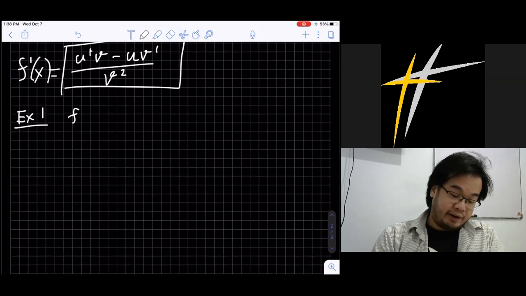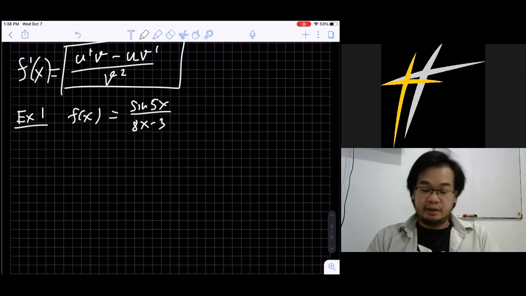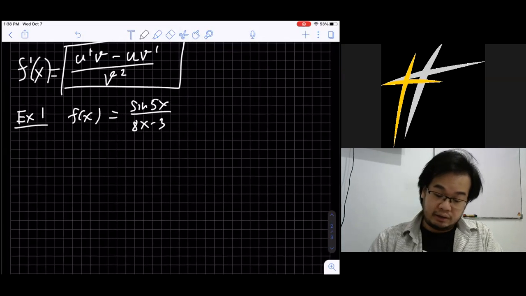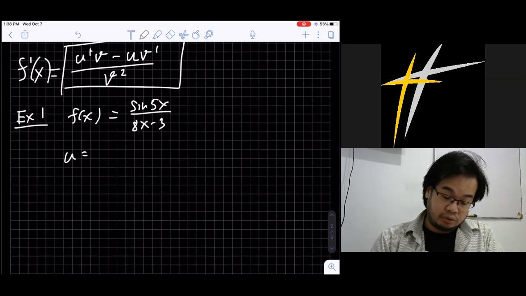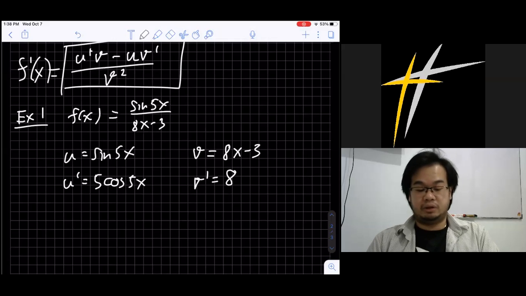Differentiate f(x) equals sine 5x over 8x minus 3. Okay, again, let's determine that this is u. u is equal to sine 5x, so u prime is equal to 5 cosine 5x. And then v is equal to 8x minus 3, so v prime is equal to 8, actually.